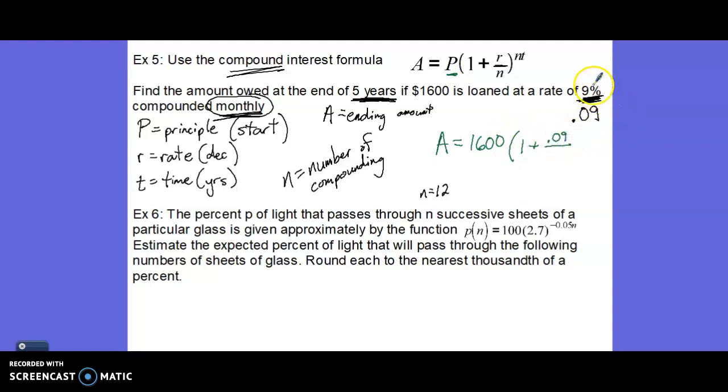By the way, the word percent literally means out of 100. Per means out of. Cent means 100. There's 100 cents in $1. So 9 divided by 100, that might help some of you understand why it's 0.09.